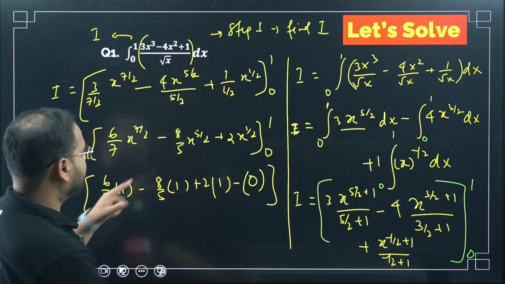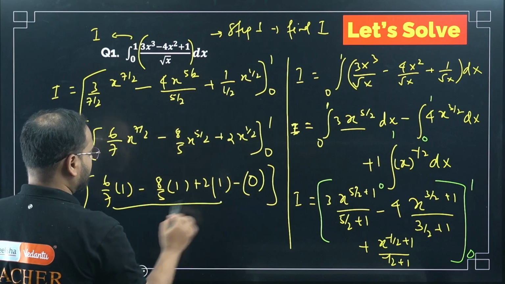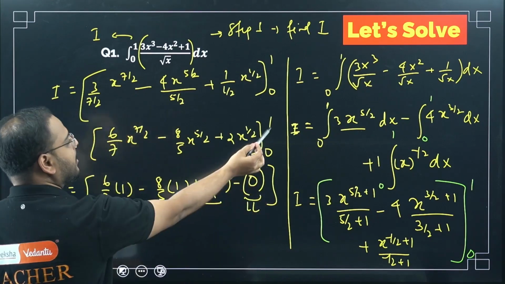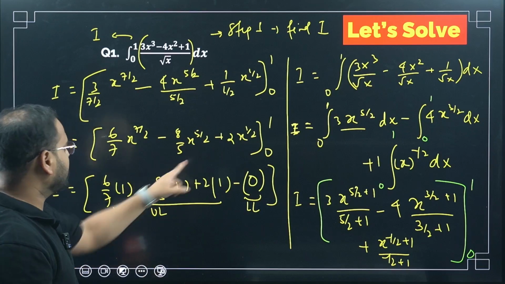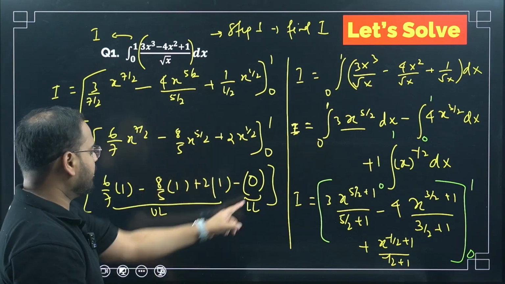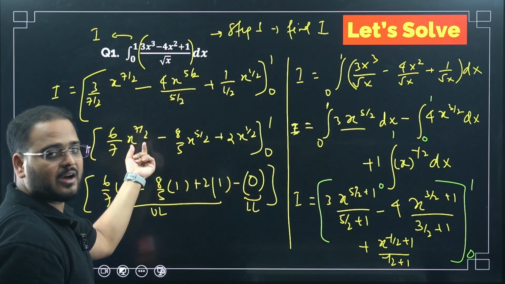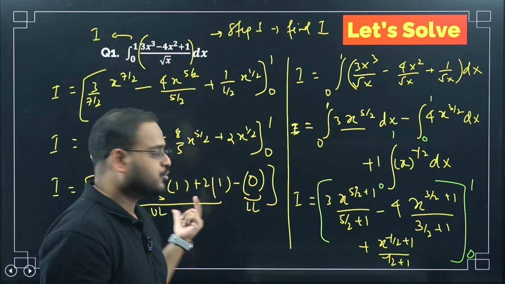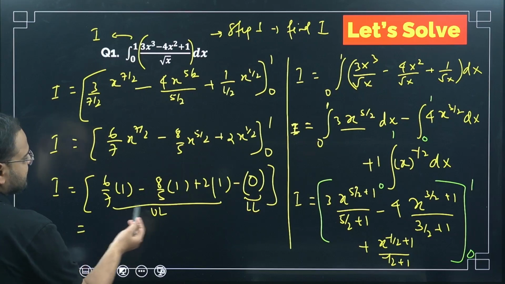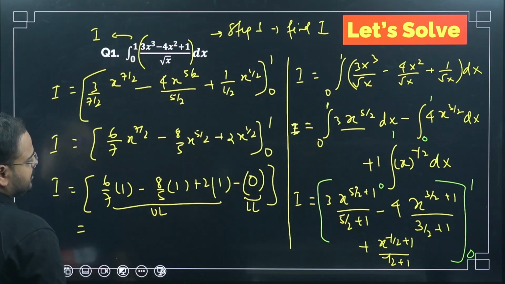Please have a look. I'll repeat. This is for the upper limit, and this is for my lower limit. For 1, here it is simply 1, again 1, again 1, with the same coefficients. For 0, it will be 0 power anything, again 0, this also 0, this also 0. So the lower limit itself is 0. What is my answer? 6 by 7 minus 8 by 5 plus 2, right?